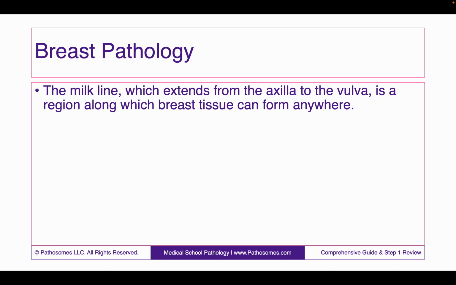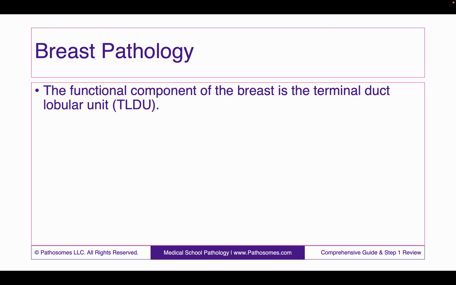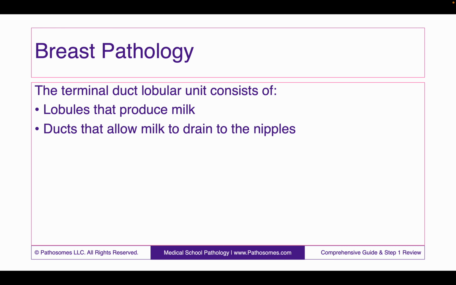Now, the milk line, that extends from the axilla to the vulva, is a region along which breast tissue can form anywhere. You remember that from embryology, right? The milk line. The functional component of the breast is the terminal duct lobular unit. The terminal duct lobular unit consists of important things, which include the lobules that produce milk and the ducts that allow milk to drain to the nipples.